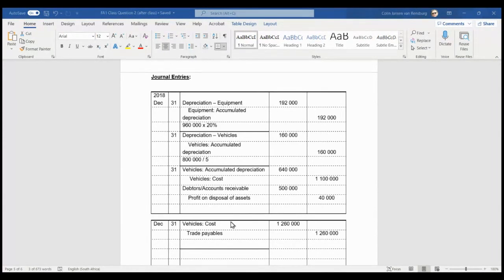Are there any questions at this point in time before we now go and draw up our ledger accounts?